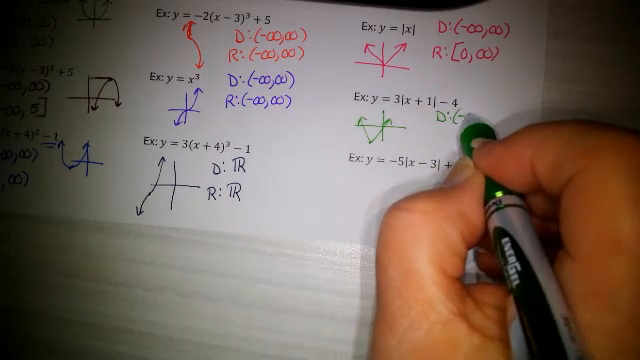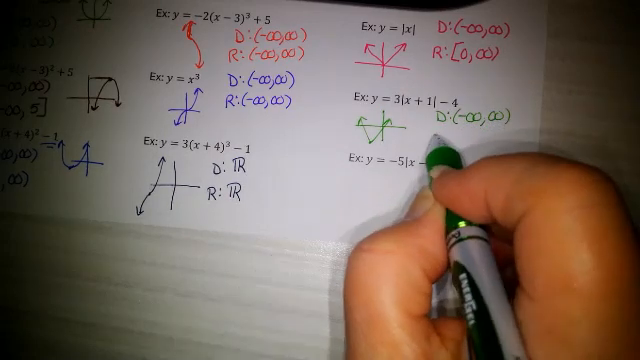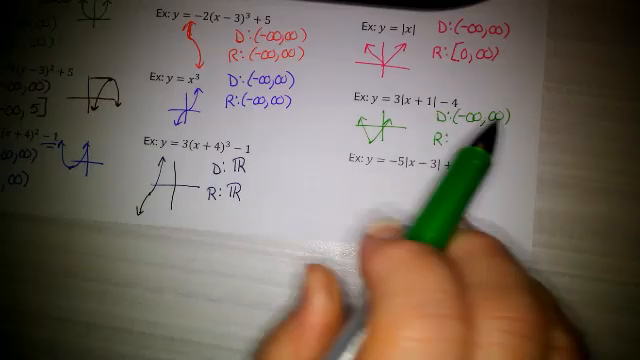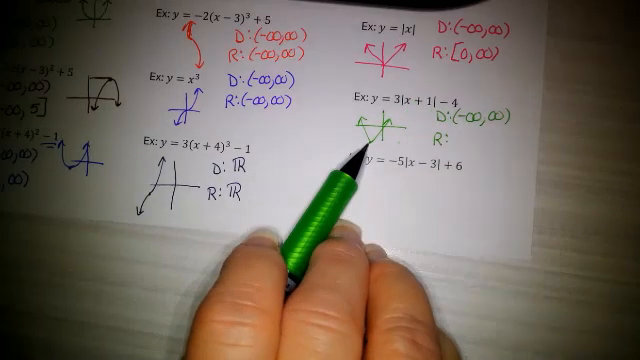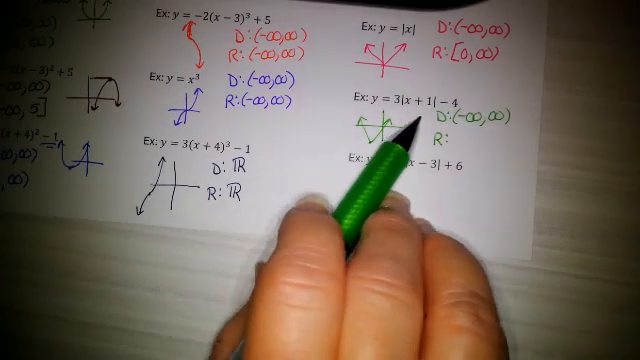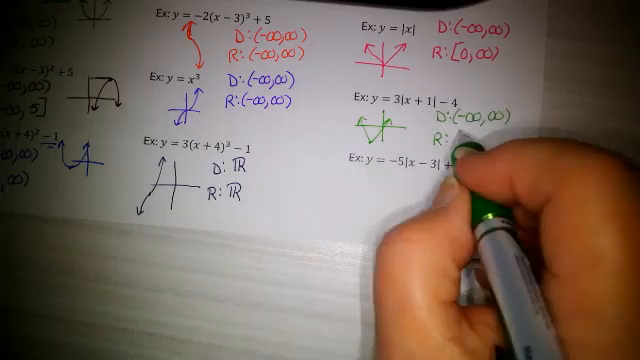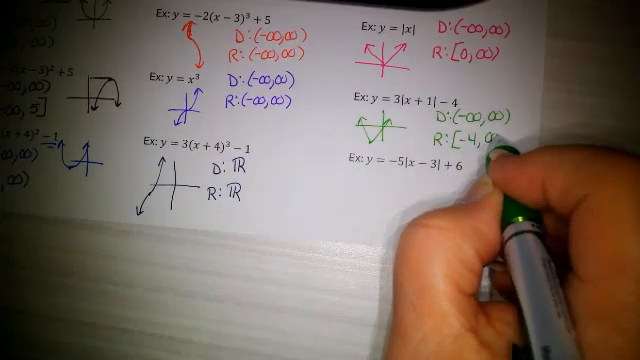So my domain is still going to be all real numbers, but my range changed a bit. Instead of 0 to infinity, where did this move down to? -4. So it's -4 to infinity.